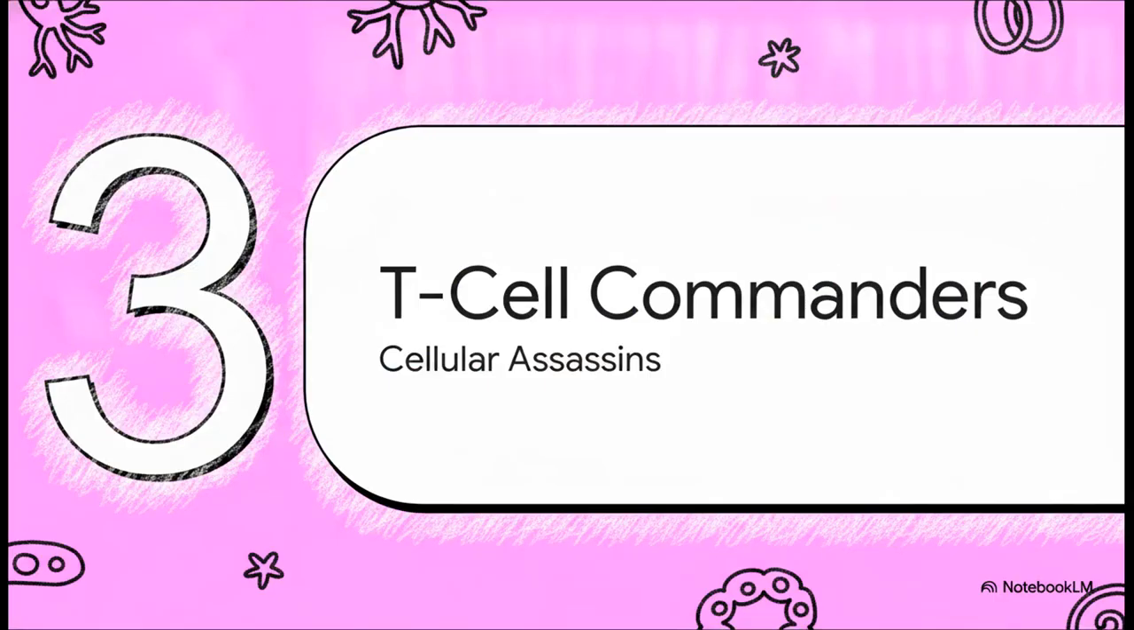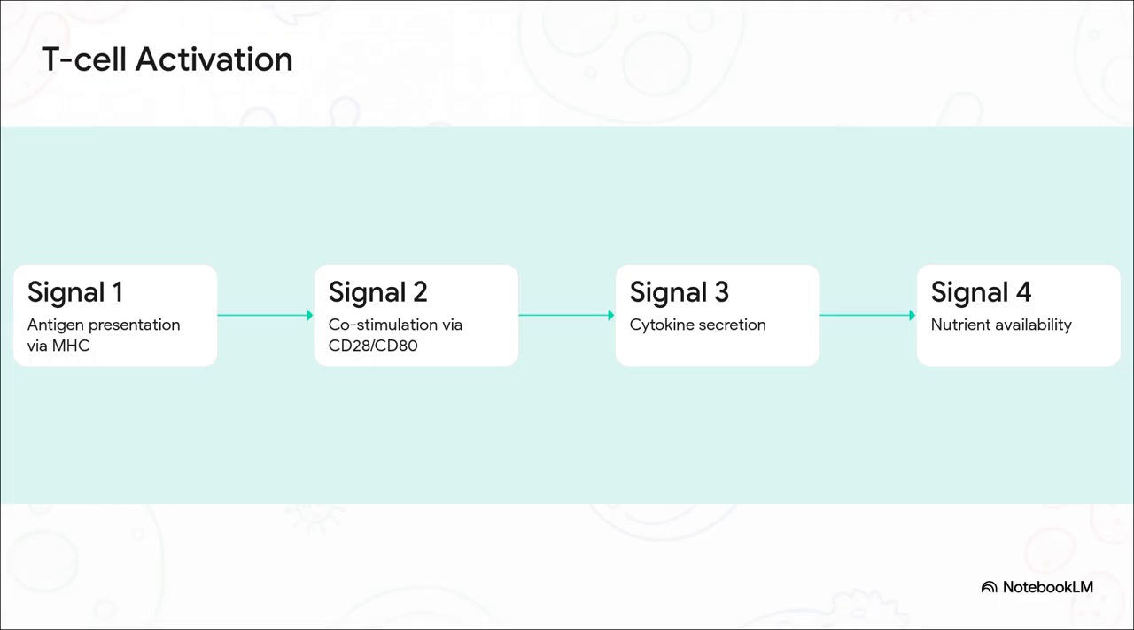Now that our scout has safely arrived in the lymph node, we reach Section 3, T cells, commanders, and assassins. What's really fascinating about this lock-and-key process is just how rigorously your body controls it. It actually requires 4 distinct signals. Signal 1 is antigen presentation via MHC, meaning the T cell receptor has to perfectly recognize the foreign peptide on the dendritic cell. But that's not enough. It also absolutely needs signal 2, co-stimulation via CD28 and CD80. Without the second signal, the T cell just becomes inactive, which is a brilliant failsafe to prevent accidental autoimmune attacks.